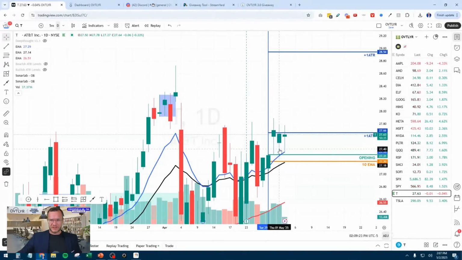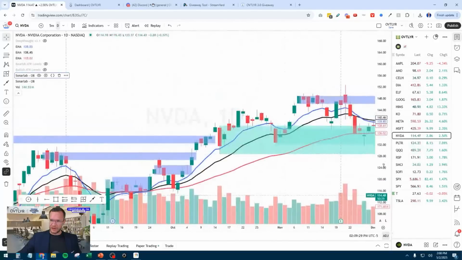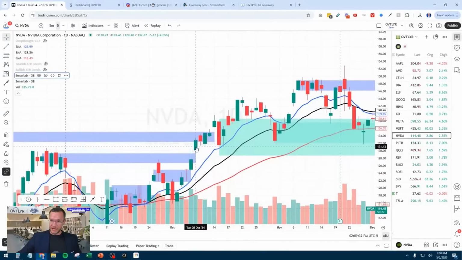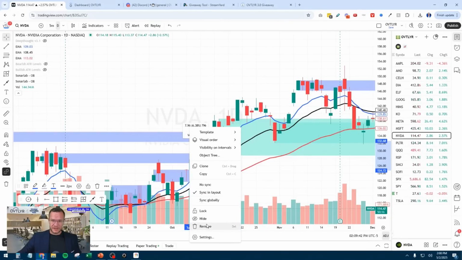How far is it above the 10 EMA? I don't know. Not all that far. But then again, you could look at NVIDIA when it had this giant run right here and you could have entered anywhere above the 10 EMA. Right here, that was 7% above the 10 EMA, and then it continued on for a while. So all I can say to that is, what works for you? Great question though.